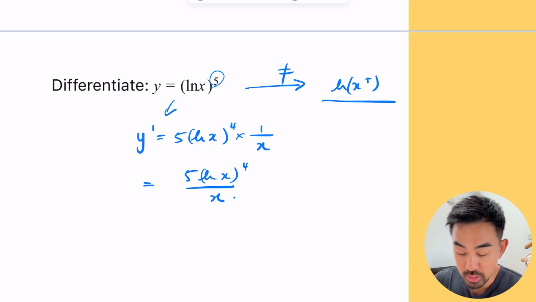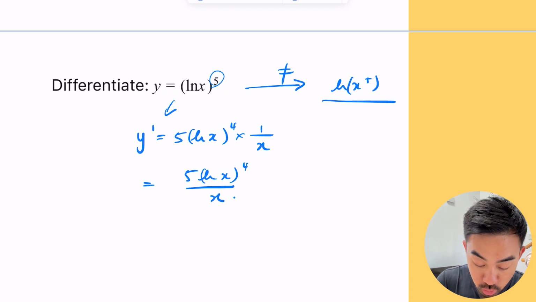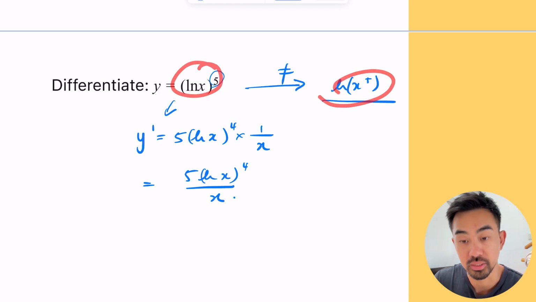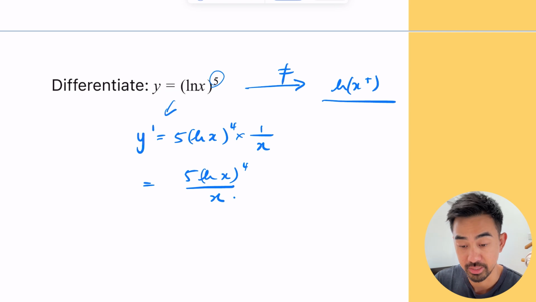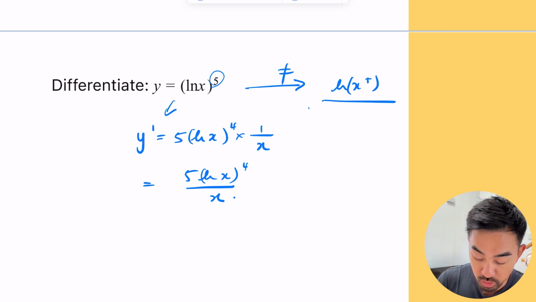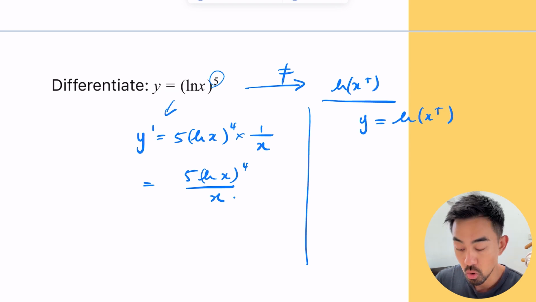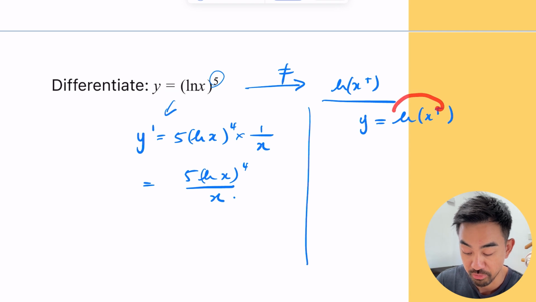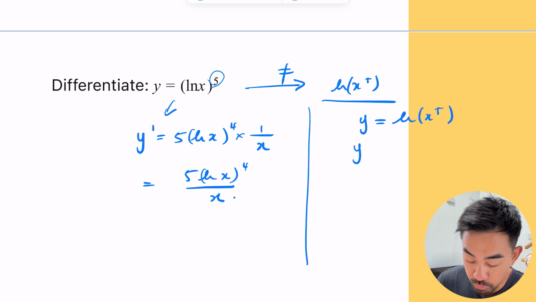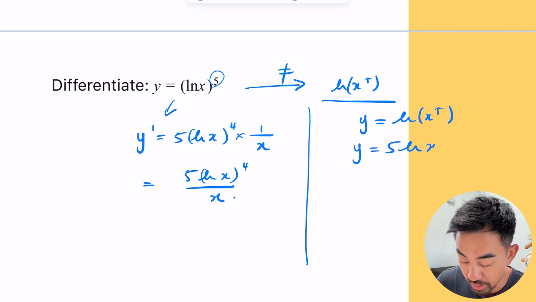All right, so the reason this question is interesting is because these two look super alike, but there's a big difference here. Okay, so really take that into consideration. If this question on the right-hand side was y is equal to ln of x to the power of 5, like so, what I can do is I can use my log laws, the power law, to bring this 5 out the front, and that would make that y is equal to 5 ln x.